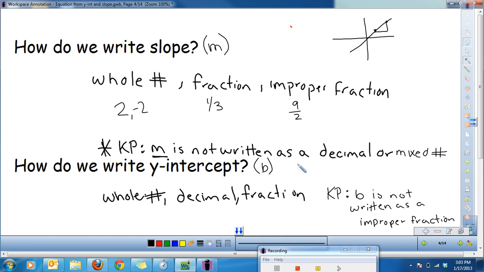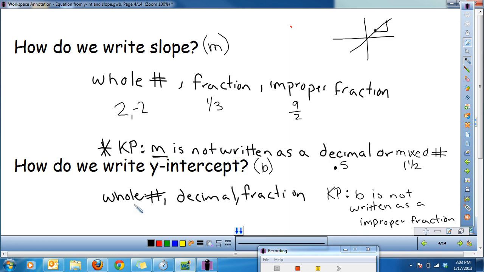We do not want to write slope as a decimal, like 0.5, or a mixed number like 1.5. And the reason is, how do you graph a slope of 0.5? That's hard. We don't know how much to rise and how much to run. Same with a mixed number, like 1 and 1/2. We don't know what the rise is. We don't know what the run is. So we want to keep slope as a whole number, a fraction, or an improper fraction.